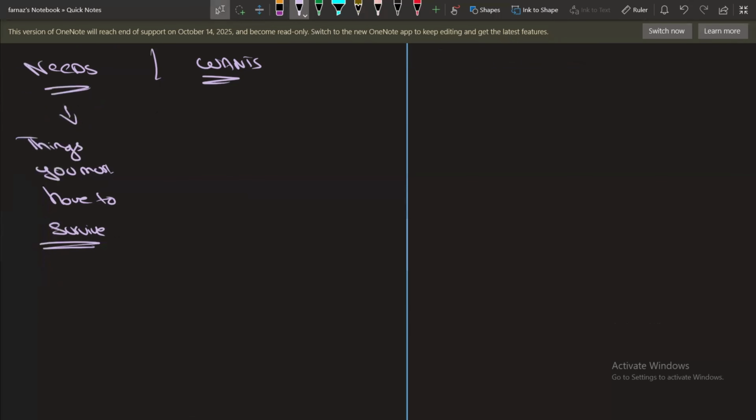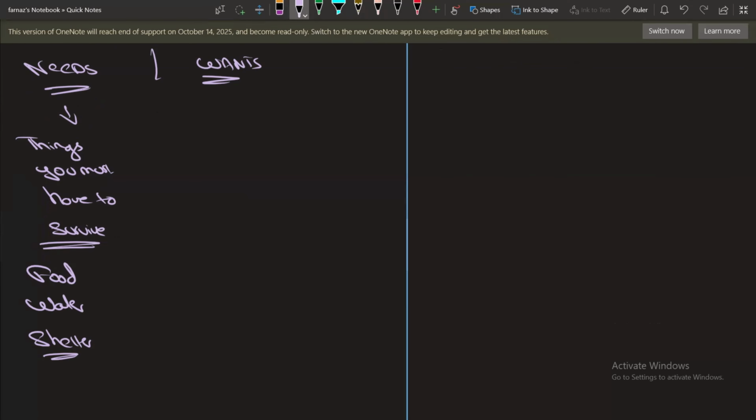Okay. So things you must have to survive. That is food. That is water. That is shelter, something that you cannot breathe without. You can breathe without your partner. You can breathe without your iPhone. Okay, so food, water, shelter, something you cannot survive without, that is a need.